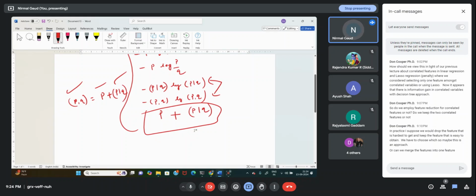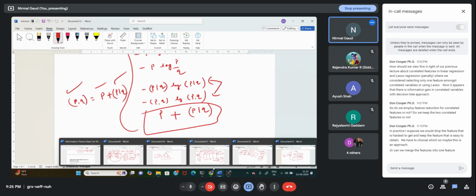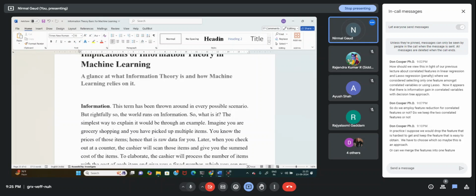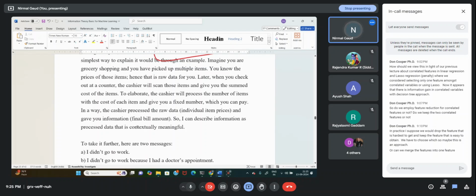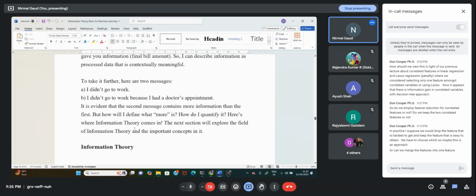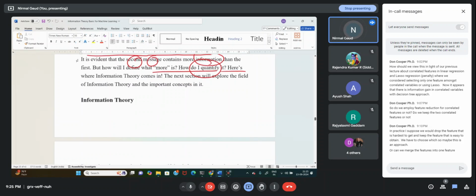It's mandatory for you to revise all the concepts, write the formulas, and know how they are applicable in certain use cases. So information gain has applications in machine learning. The example I gave: if I say I didn't go to work, this is not giving me the proper information. I didn't go to work because I had a doctor appointment. This is giving me the entire information. So information is everything. The second message contains more information than the first message. So we quantified it with the help of the Shannon formula, information theory.